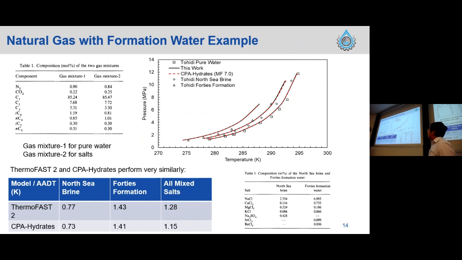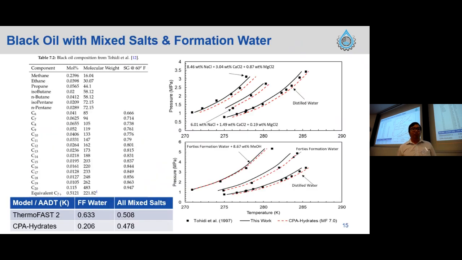So we can see that the CASH model holds up quite well for a natural gas that has a large mixture of salts. For our second example, we have a black oil that contains a variety of mixed salts as well as formation water. This is the composition on the left here. You can see that this is very much a black oil, not as much methane, and a lot of heavier hydrocarbons. And Thermofast 2 does have the capability of modeling the heavy hydrocarbon fluid properties here.